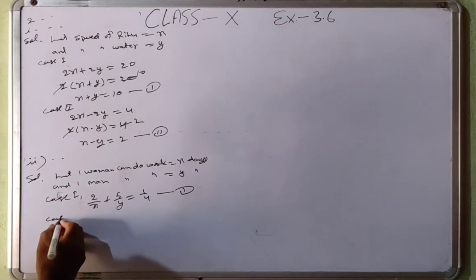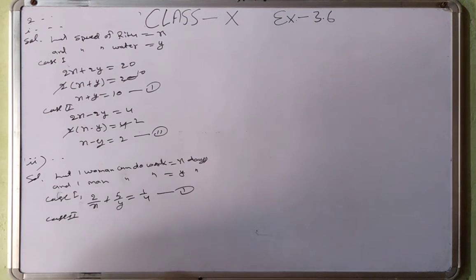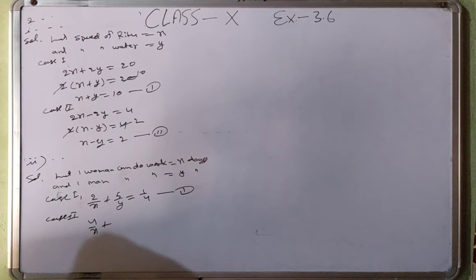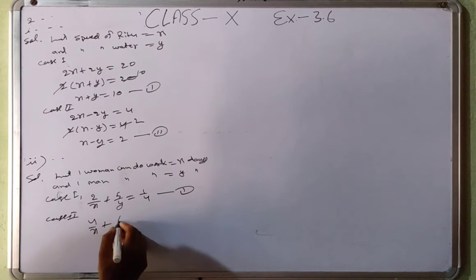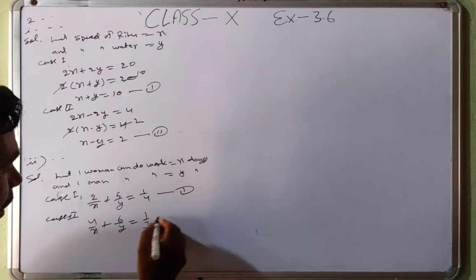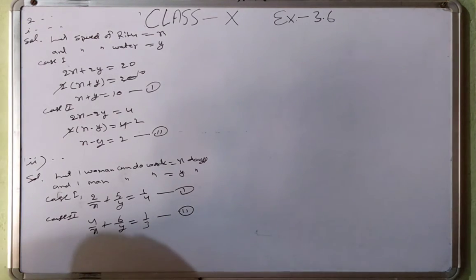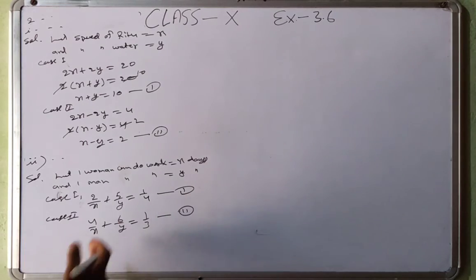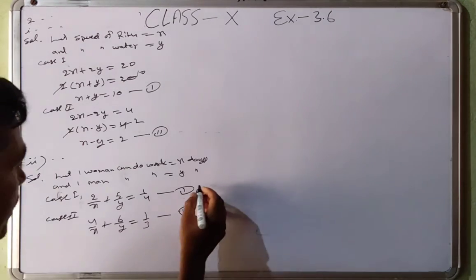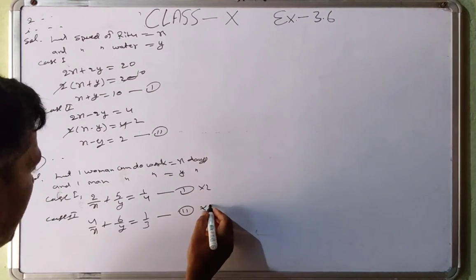And then case second: this will be 4 upon x plus 6 upon y is equal to 1 upon 3. This is the second equation. When you solve by elimination method, then your answer will come. You can see that by elimination method, here multiply by 2, here multiply by 1.